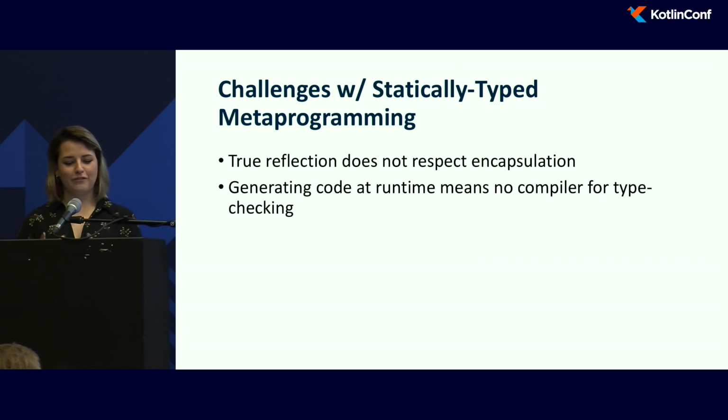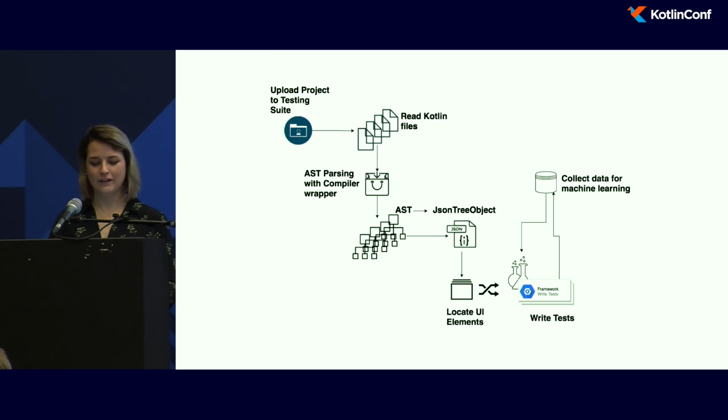There were challenges to address, which we identified a little bit earlier. One, true reflection doesn't respect encapsulation. This turned out to be problematic because we're using private and public, and I still wanted to respect that. And also, generating code at runtime means no compiler type checking, and of course, we wouldn't want to forego that. So what I ended up doing, this is where I came from. I did not design this solution from the top down. This was more of a POC than anything.